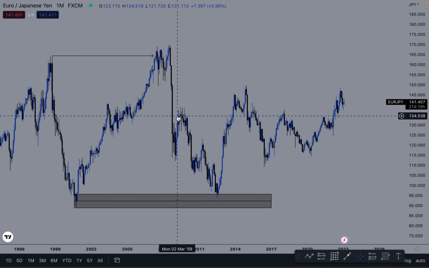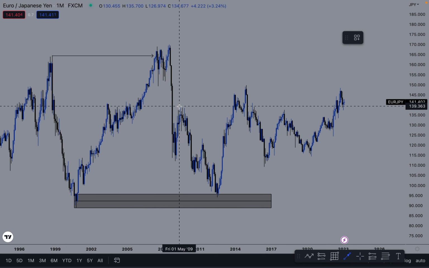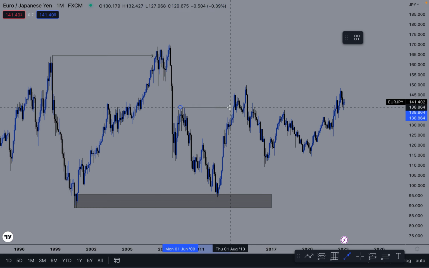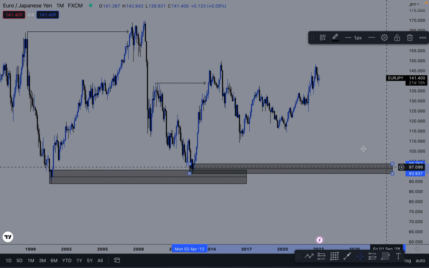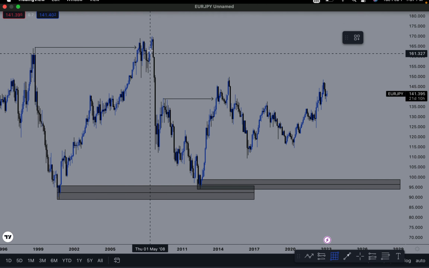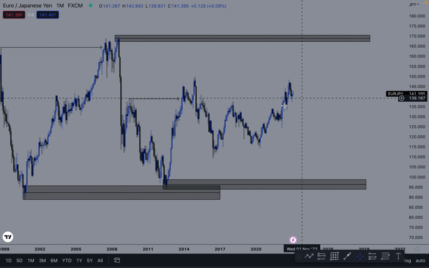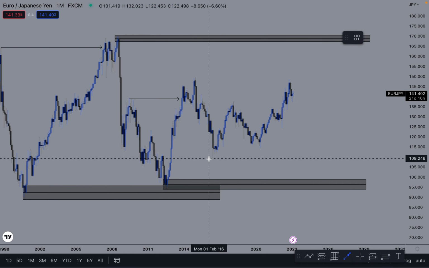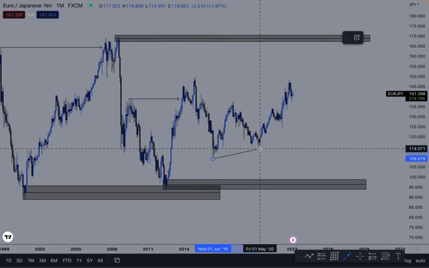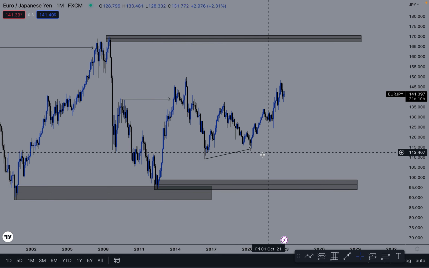Okay, so now let's look at the substructural bias. We also had this change of character here, right? And this is the candle that actually caused the change of character right here, and it is yet to be mitigated. So you see we have two, especially this point two. Now we see we are in between this structure. Mind you, we have liquidity being formed here, and you know what happens to liquidity? It has to be taken out. Market makers have to grab money from those retail traders.